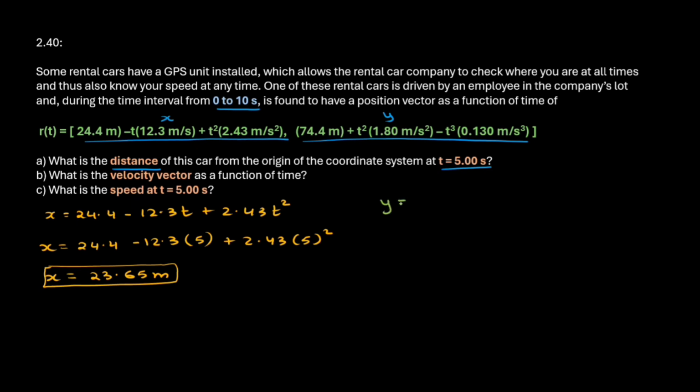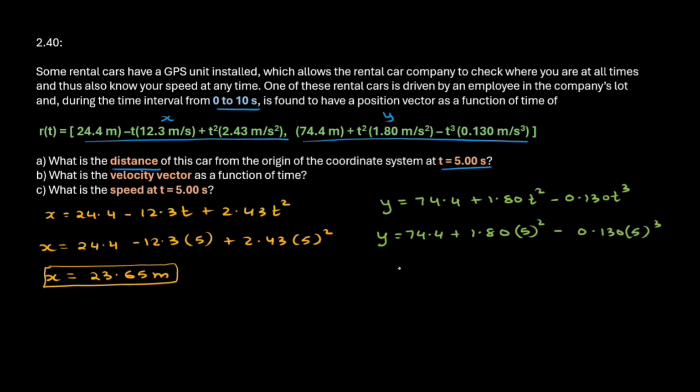Now we do the same thing to find the y position. Y component of position is given as 74.4 plus 1.8 t squared minus 0.130 t cube. To find the y position, let's substitute time t as 5 seconds. So we get y equals 74.4 plus 1.80 times 5 squared minus 0.130 times 5 cube. That gives you the y value to be equal to 103.15 meter.